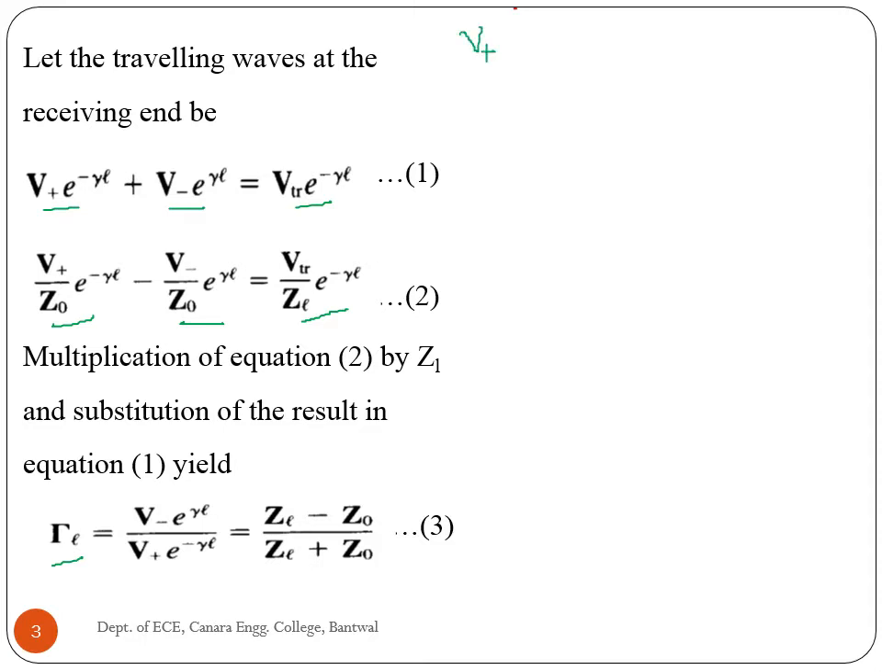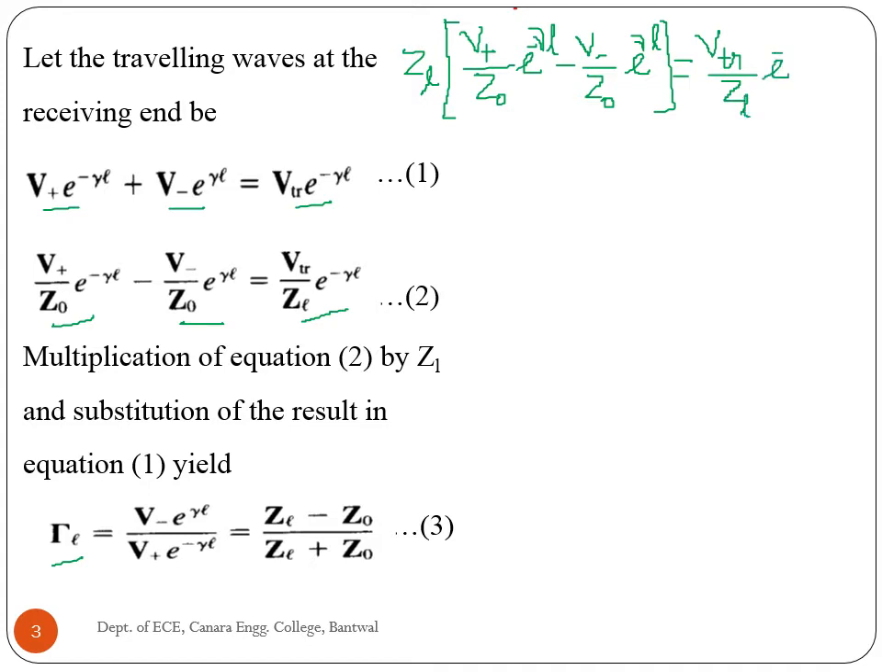V plus divided by Z0 e to the power minus gamma L, minus V minus divided by Z0 e to the power gamma L, into ZL is equal to VTR divided by ZL e to the power minus gamma L, multiplied with ZL.